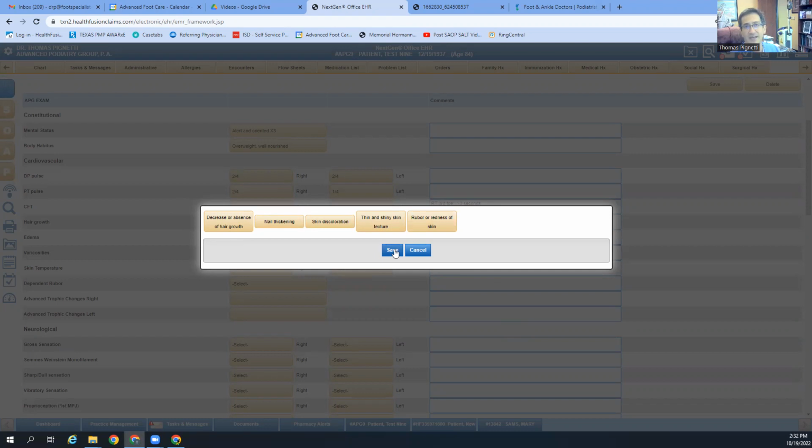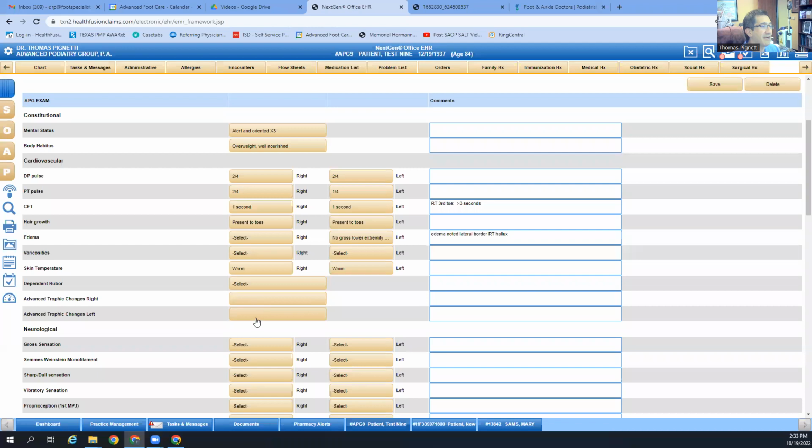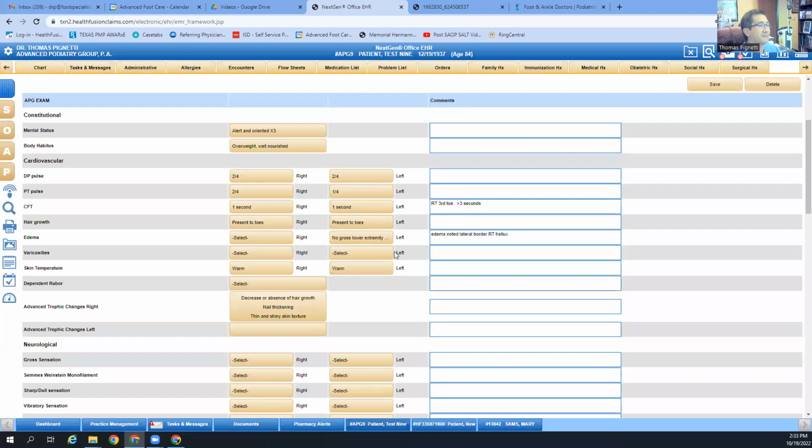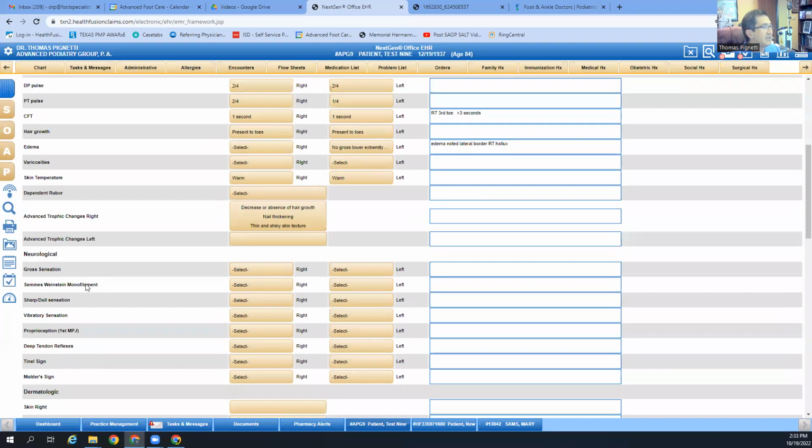And for qualifying for at-risk foot care, to use certain modifiers, Q8 modifiers for example, you have to have so many of these things not working out. Otherwise, their care is not covered by Medicare and they have to pay out of pocket. So this is where we document that, and it'll be either on the right or the left side. So it might say, this patient has decreased or absence of hair growth, they got nail thickening, and the skin is thin and shiny in texture. So that's one way that works towards qualifying.